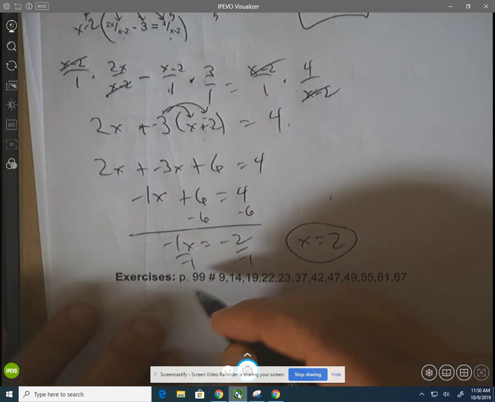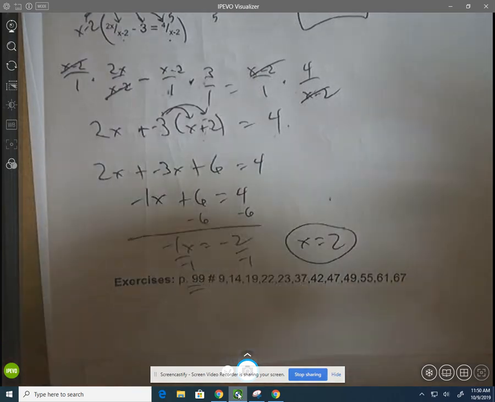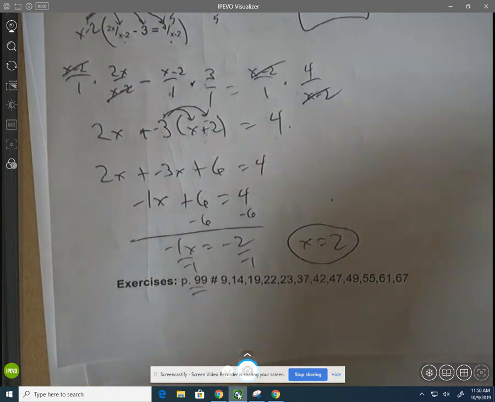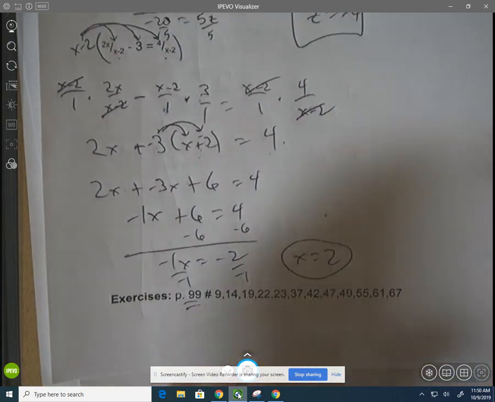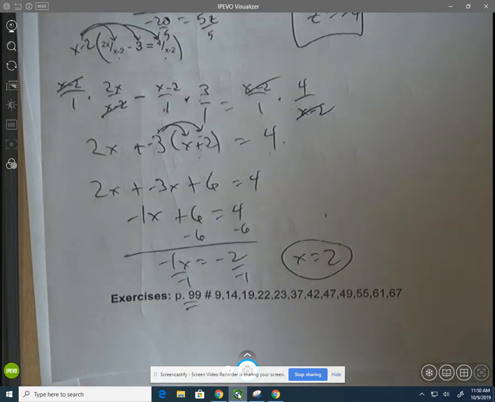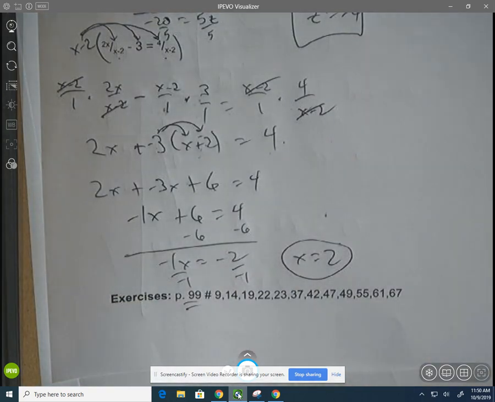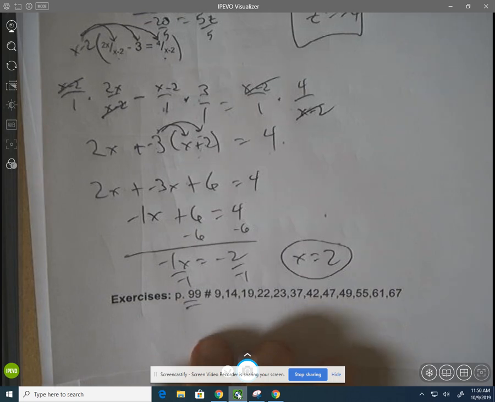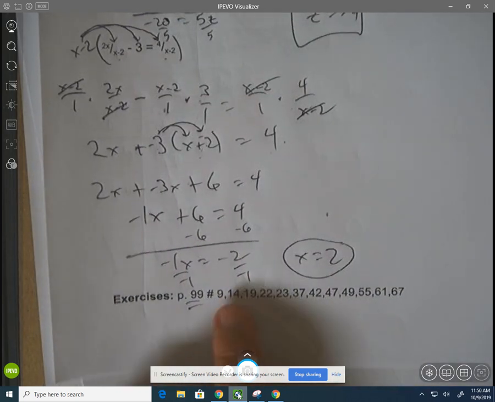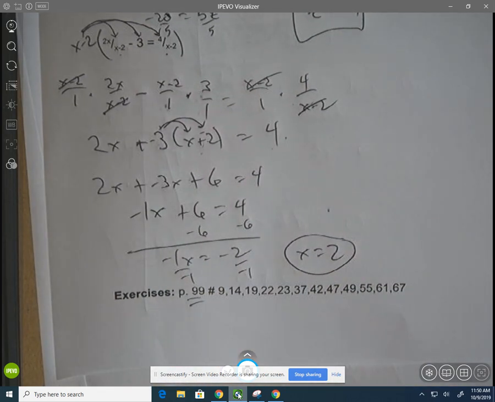All right, so what I'd like you to do, got this homework here on page 99, all sorts of equations to solve. Make sure you're showing me nice work here. If you have any questions, feel free to go back to this video and get those questions answered. Talk to your classmates, come talk to me, but go ahead and work on page 99, those questions, please.